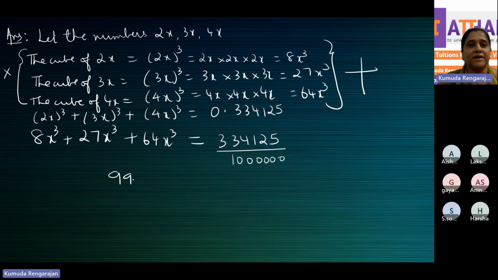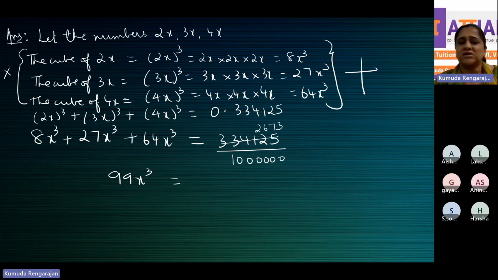Now 99x cubed is equal to 334125 over 1000000. Simplify this one in the tables of 125. I'm using the calculator, dividing 334125 by 125, and I get 2673. Whenever you have a fraction, you should simplify it.